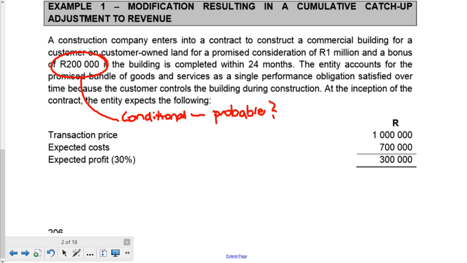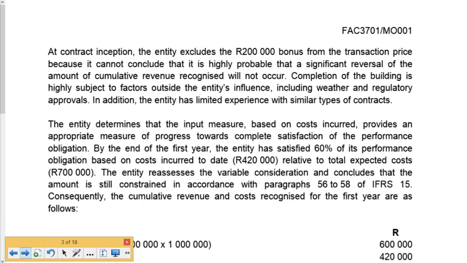The entity accounts for it as a single performance obligation. So there's step 1, 2, and 3. Here's step 1, the contract. Here's step 2, the price. There is step 3, it's a single performance obligation. They've identified it as one obligation. At the inception of the contract, they expect the following. This is what they're going to charge, R1 million. The costs are going to be 700,000, and they're going to make a profit of 300,000. All right, so let's see what happens with this contract.